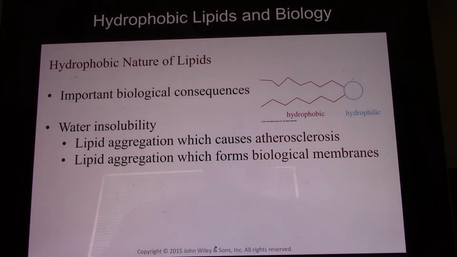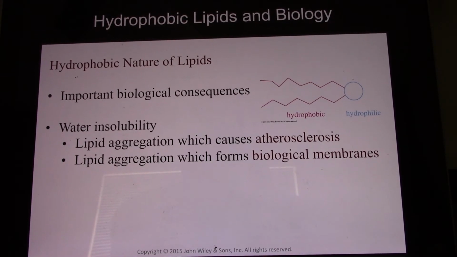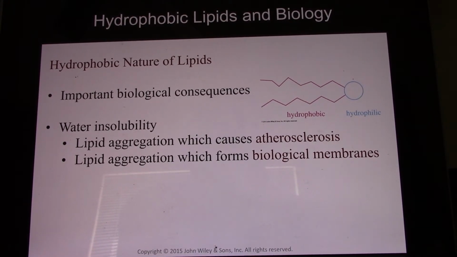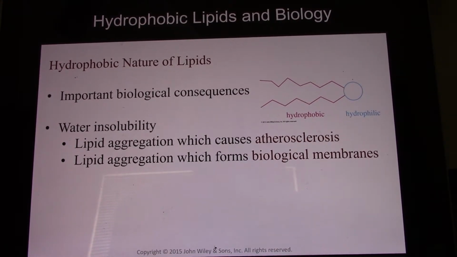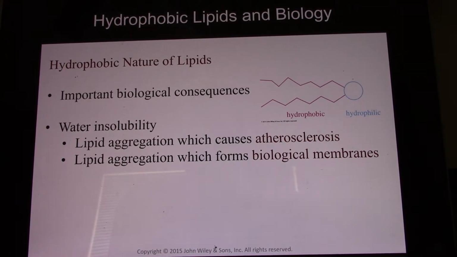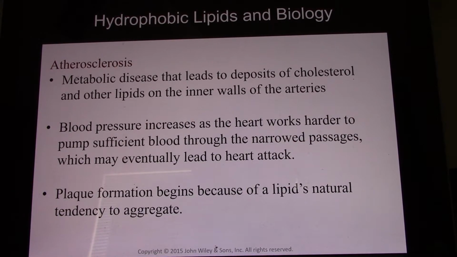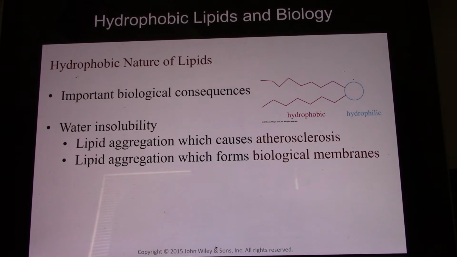The hydrophobic nature of lipids has important biological consequences because they are not soluble in water. So lipids aggregating will cause atherosclerosis, the hardening of the arteries, as these lipids, the cholesterol especially, coat the arteries and it hardens up. And it can form biological membranes, like the plasma membrane, when lipids aggregate into the lipid bilayer.